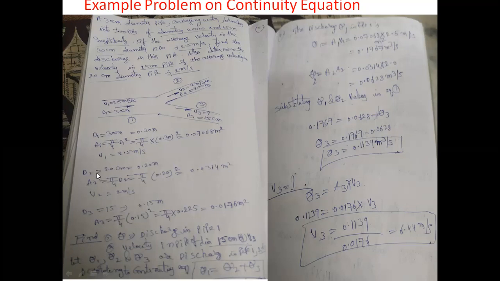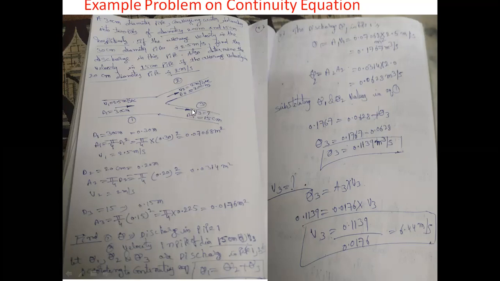Next, D2, the diameter of pipe 2, is 20 centimeters, converted into meters by dividing by 1000, which comes as 0.20 meters. Area of pipe 2 by the formula π/4 D2 squared equals π/4 into 0.20 whole squared. Its final value is 0.0314 meter square. Velocity at pipe 2, V2, equals 2 meters per second.